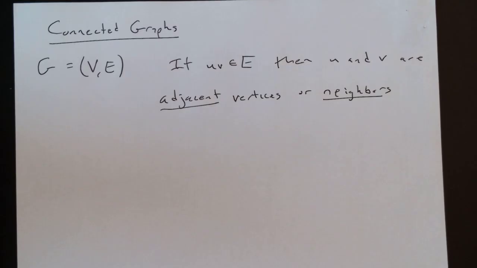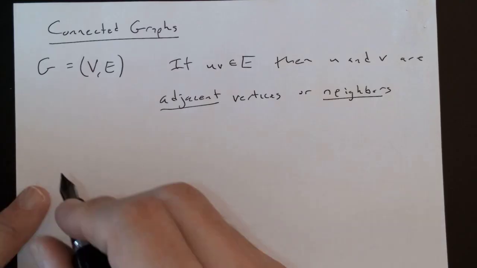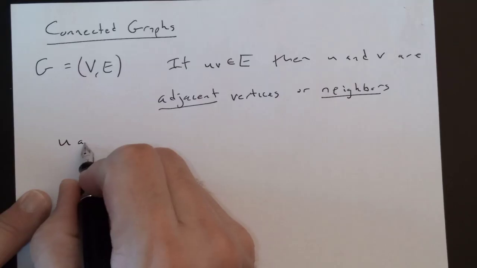I'm in the room next door. See, you just go through this edge and I'm right here. We could also describe that U and V are joined by the edge.